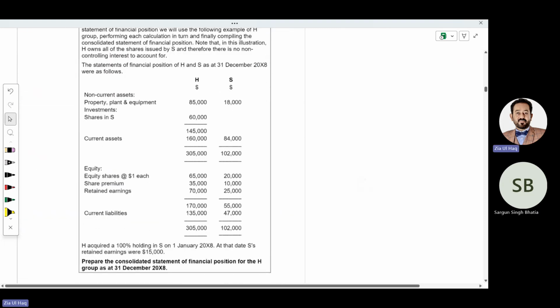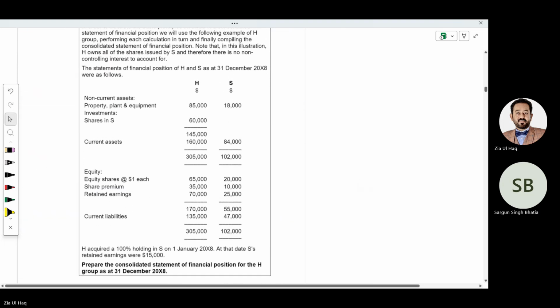Let's see, these are the financial statements. These are the results of the holding company. Holding company means parent company, and these are the results of the subsidiary. How will we prepare consolidated financial statements for non-current assets? What we will do is add them. While preparing consolidated financial statements, we will add them.